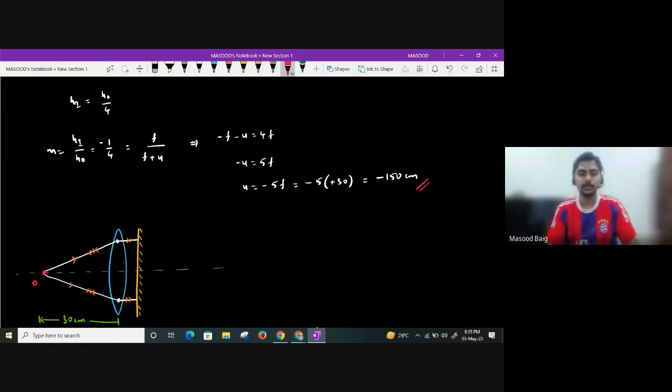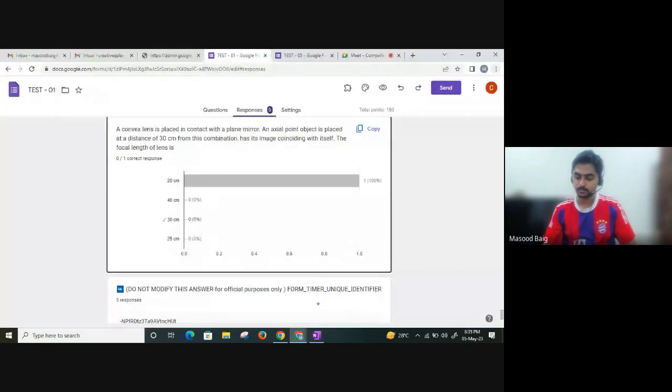When will the refracted rays become parallel to the principal axis? If the object is present where? At the focus. So what will be the focal length of the convex lens? It will be 30 centimeters. So here the object distance will be your focal length. Clear? 30 centimeters should be the answer in that case. I hope you understood.